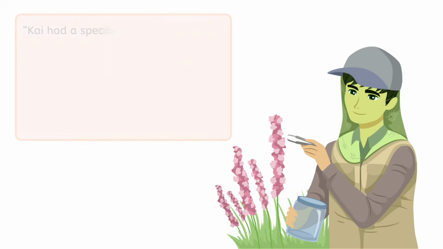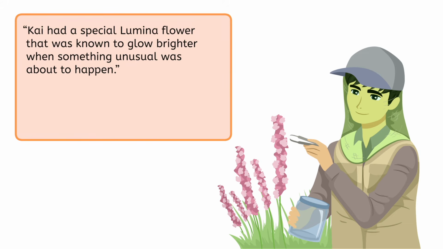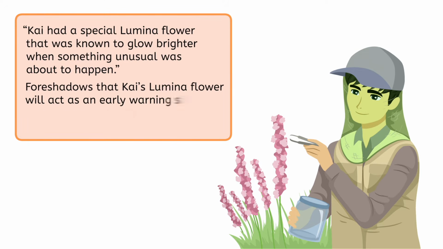I predicted you'd be back. How'd it go? Terrific effort. Let's have a look at them together. Kai had a special Lumina flower that was known to glow brighter when something unusual was about to happen. Kai's flower is mentioned a few times at the beginning of the story. This quote foreshadows that Kai's Lumina flower will act as an early warning signal when something goes wrong in Celestia, which happens later when the city plunges into darkness.